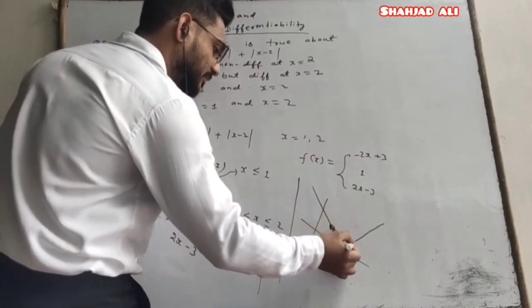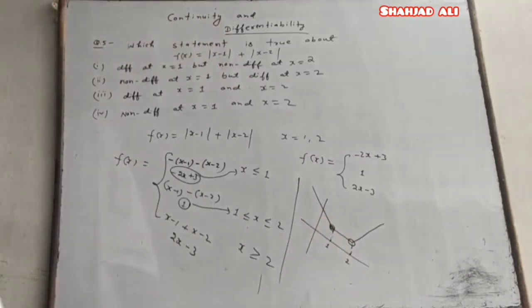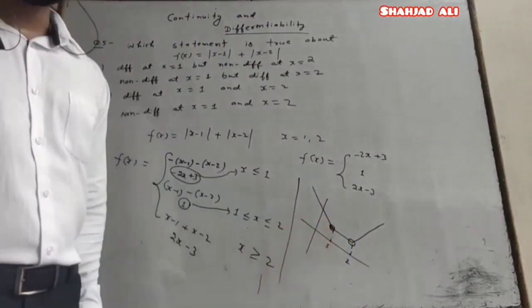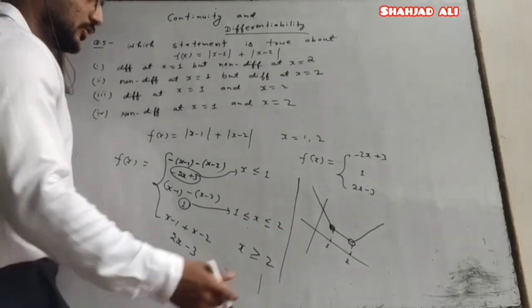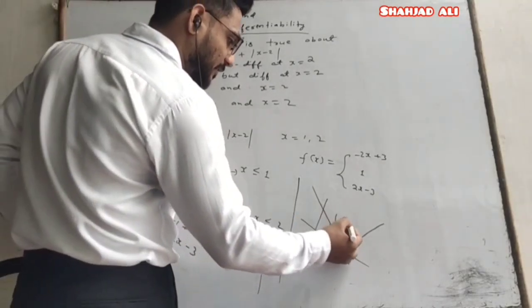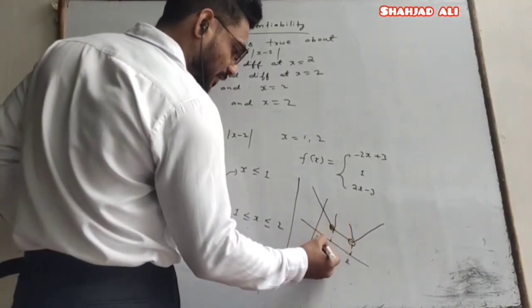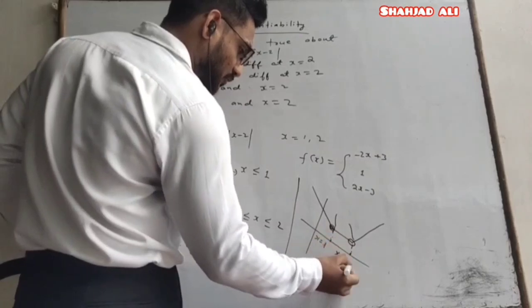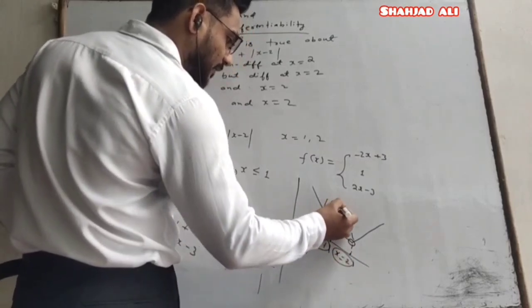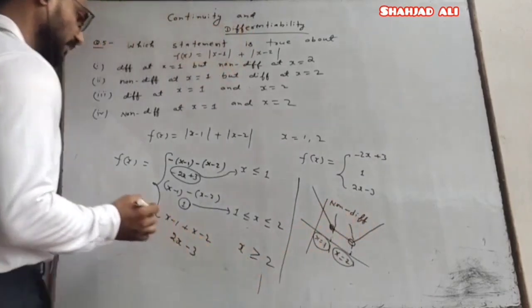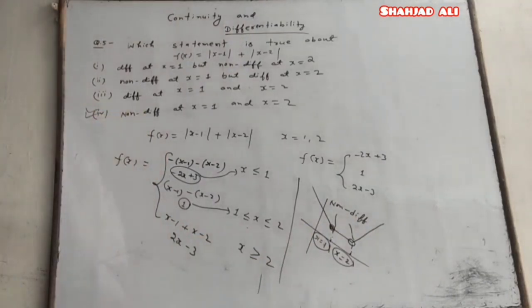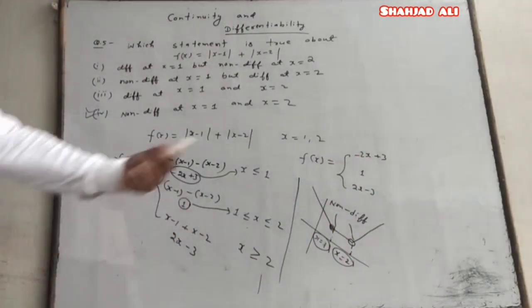So this is at 1 and this is at 2. You can clearly see that at 1 and 2 there are two sharp edges. So at sharp edges it is not differentiable. So you can say that at both points, at x equal to 1 and x equal to 2, it is non-differentiable. So option number 4 is the right option. You can solve it by another method also. Okay, this is the first one. I am explaining the second one also.